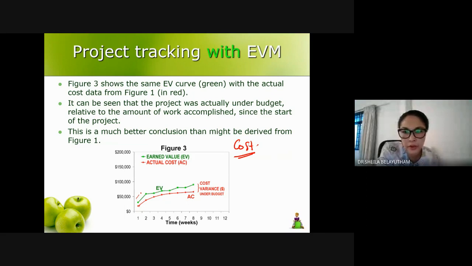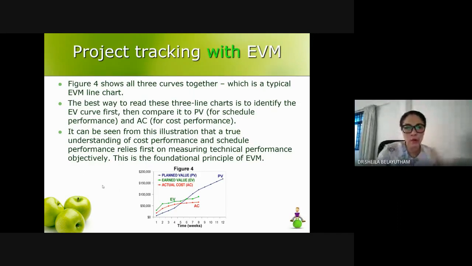Anything below the earned value for actual cost will be under budget, and anything above your earned value, your actual cost, will be over budget. So the comparison is basically as such. When you put it in one graph, it could show you the performance based on time and also based on cost. If you're considering the time factor, we will be looking at planned value and earned value.